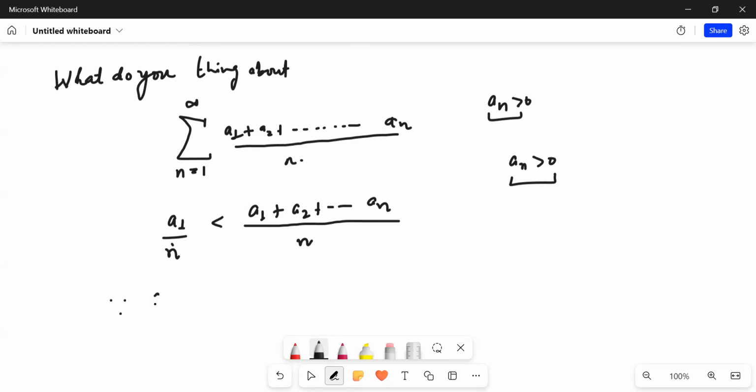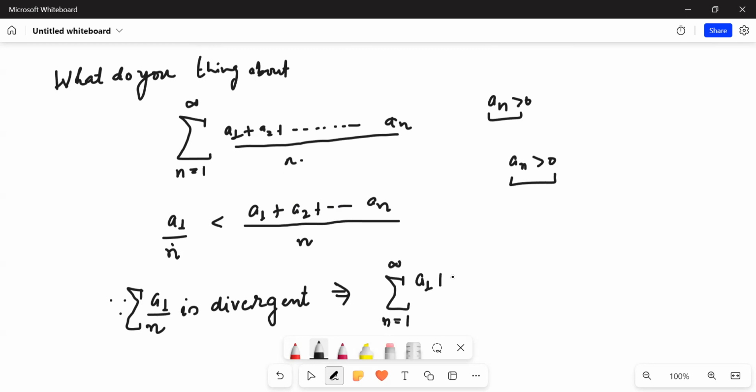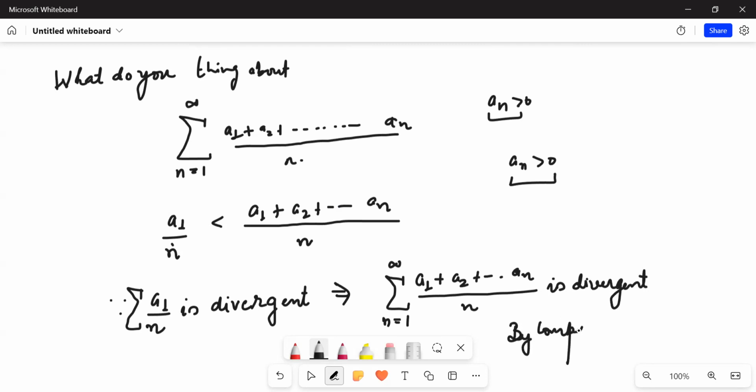And since the summation of a1 upon n is divergent, it implies that summation n equals 1 to infinity of (a1 + a2 + ... + an) upon n is divergent by the comparison test. So this is an important concept that I wanted to teach you. Please do remember this concept.